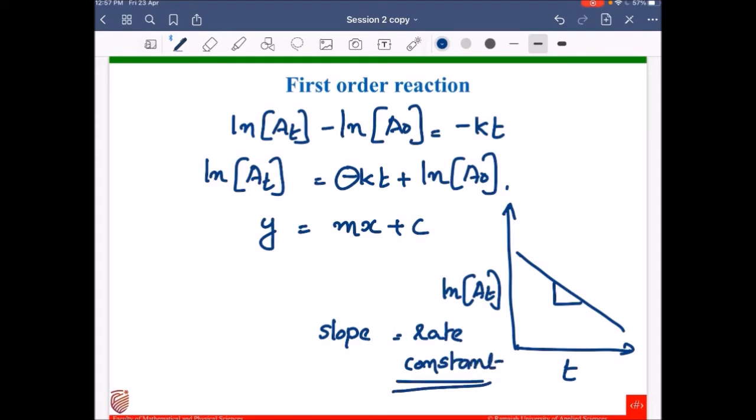Imagine that you have data of a reaction where concentrations at different times are given, and you want to check whether that reaction follows first order or not. What you have to do is plot a graph of time against ln of the concentration of the reactants at different times, and check whether you are getting a straight line or not. If you are not getting a straight line, it means that the reaction is not following first order. If you are getting a straight line, that means the reaction is first order.